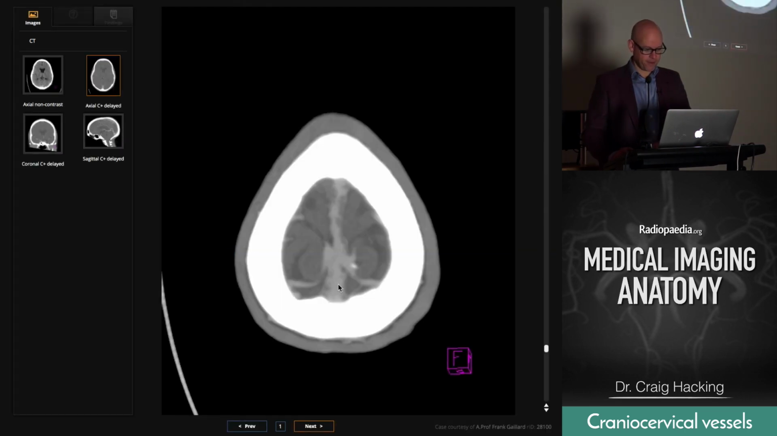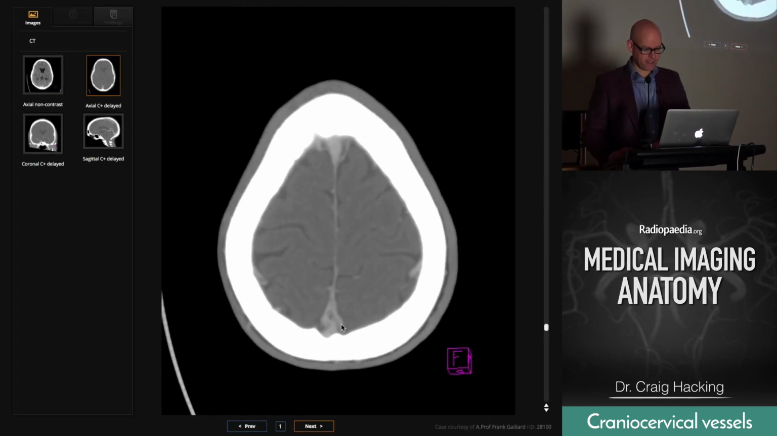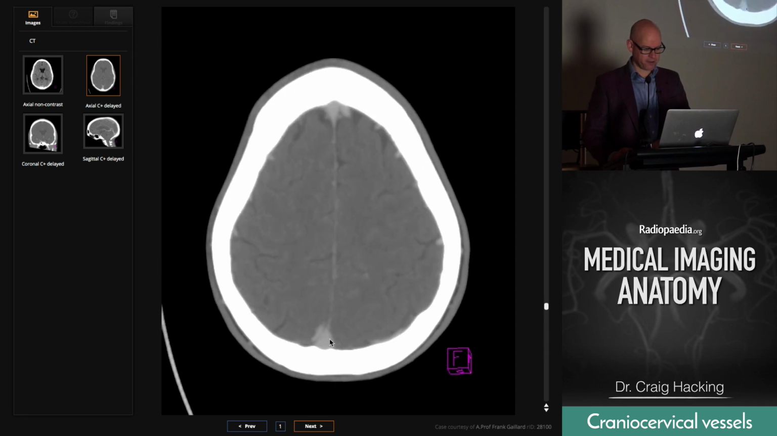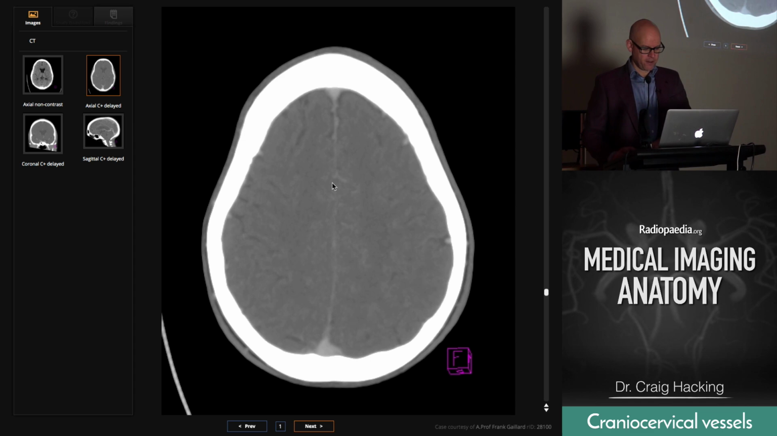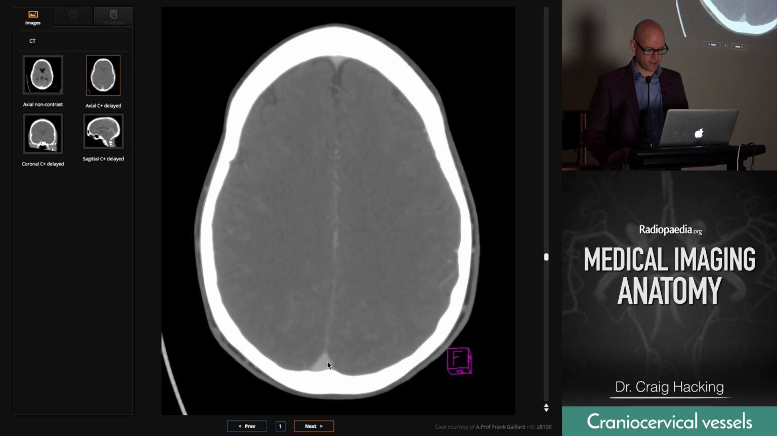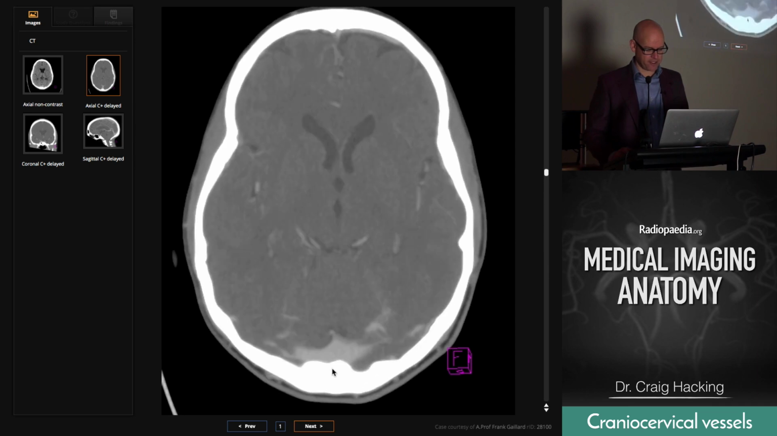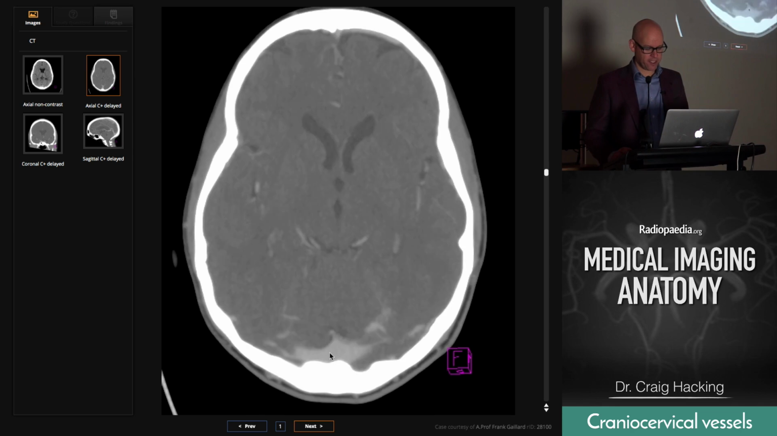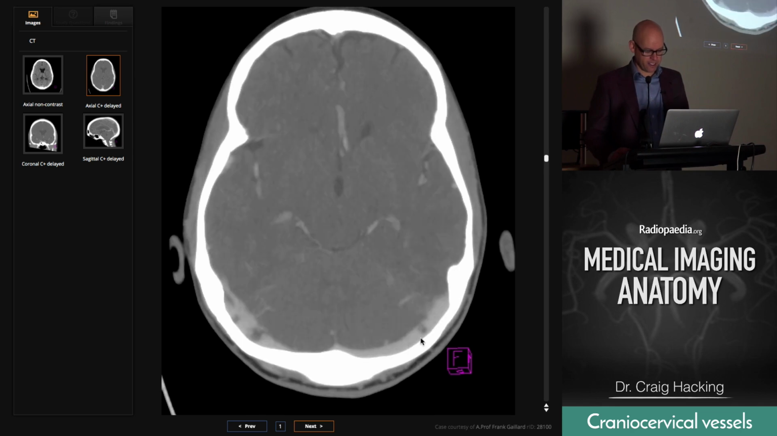What's it look like? Here's our falx, and this is a venogram, CT venogram. You can see all these cortical veins draining into the superior sagittal sinus. It should look like a triangle. The posterior triangle is always bigger than the anterior triangle because it gets bigger as you go back. This is the superior sagittal sinus, and then when it hits the transverse sinuses, left and right, that's the torcular.